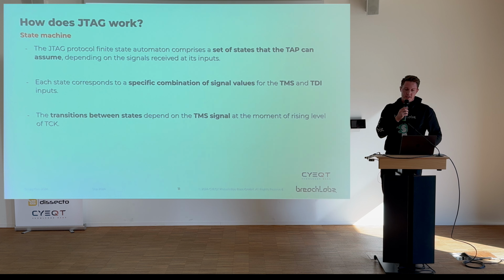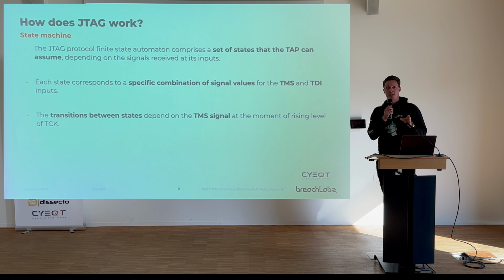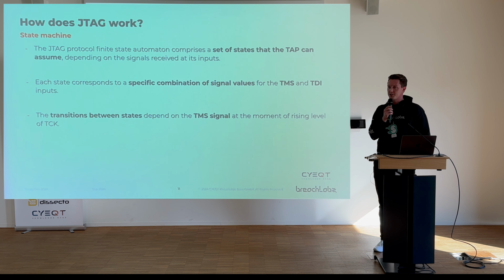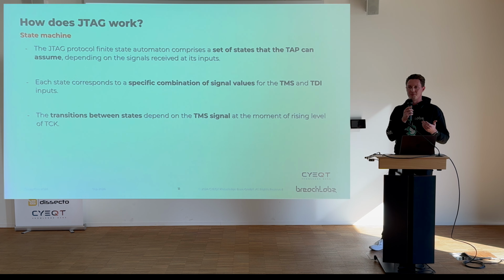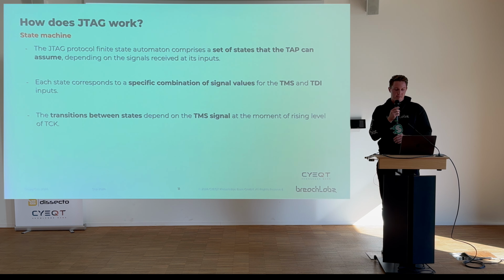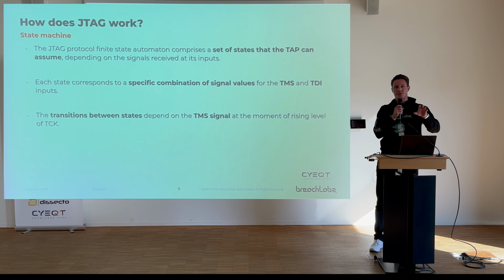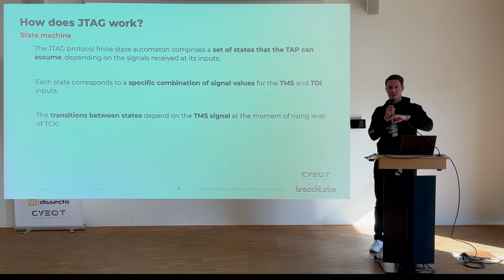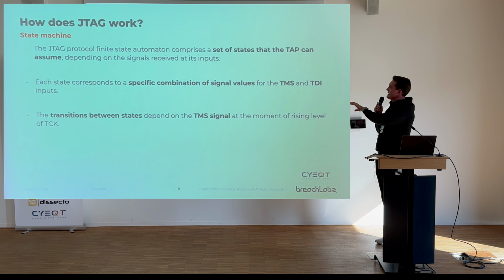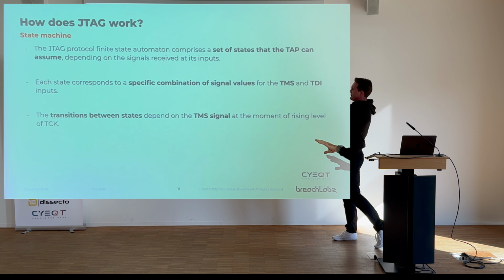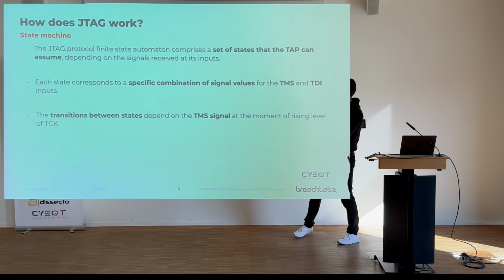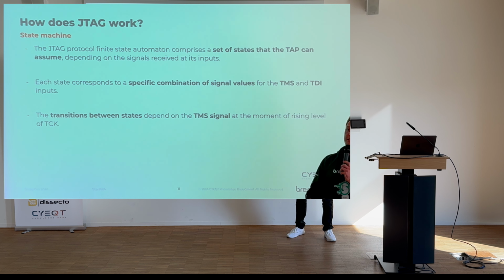All right, then we have the state machine. The state machine is actually a crucial thing if you deal with JTAG and you don't want to use, for example, a debugger that you can use via a graphical user interface. Each state is basically a combination of the signal values that you have on your TMS, so your test mode select, and your test data in. And the transitions between the states are always sampled from the TMS signal, right, on the rising edge of the clock.